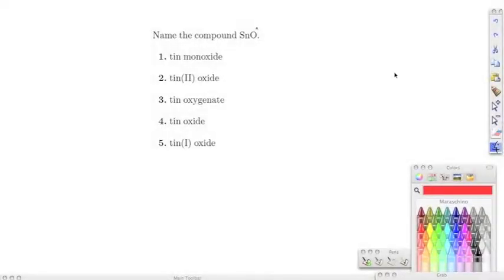Guys, moving on to the next one, it says name the compound SnO. Now, the first thing we have to know any time we're naming a compound is we have to figure out, is it ionic, is it covalent, or is it an acid? Okay. Now, there's one way that we can tell this.